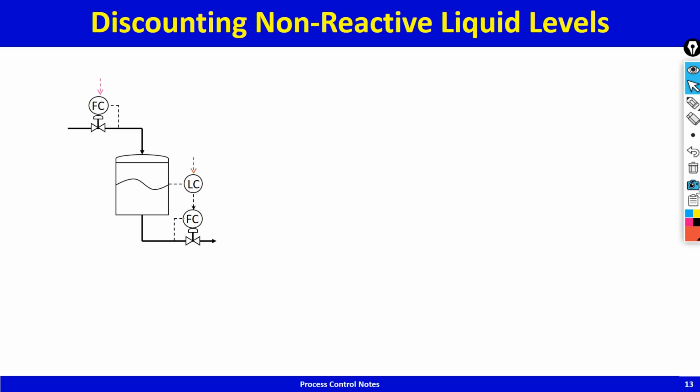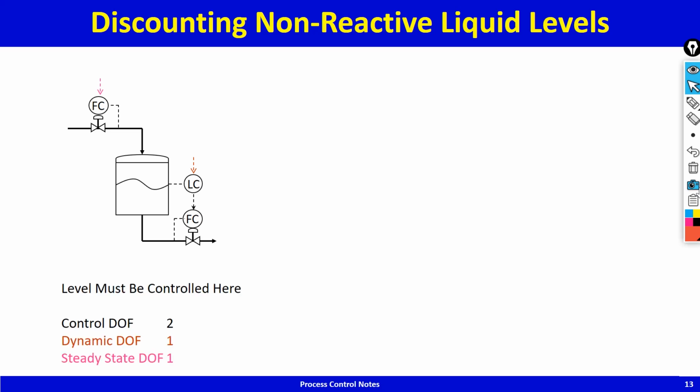Now let me show you an interesting case. So in this case, level must be controlled. So control degree of freedom is 2, dynamic degree of freedom is 1, steady state degree of freedom is 1. Dynamic degree of freedom corresponds to the level set point, and steady state degree of freedom corresponds to the feed flow in the control system that's drawn there.